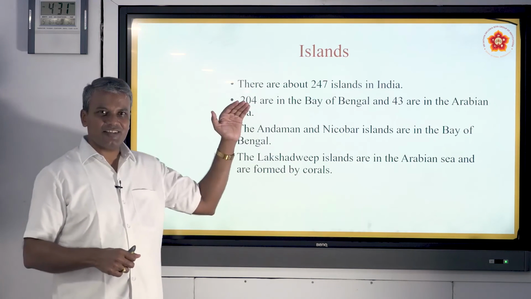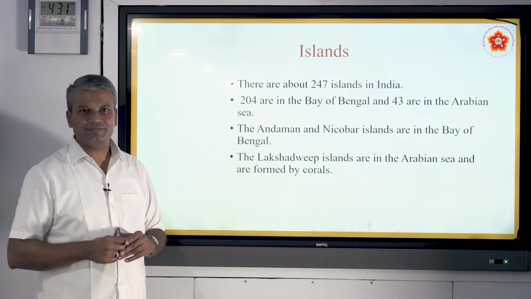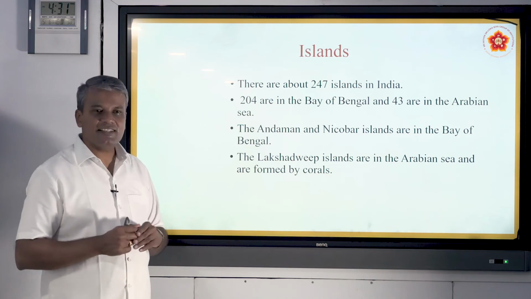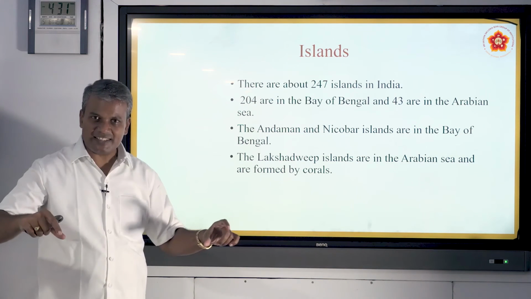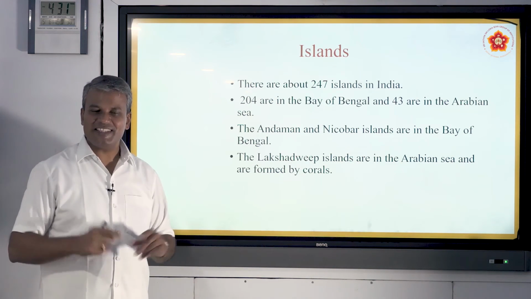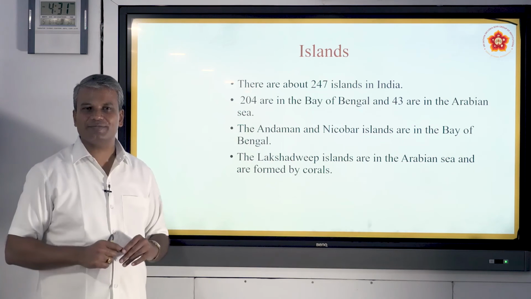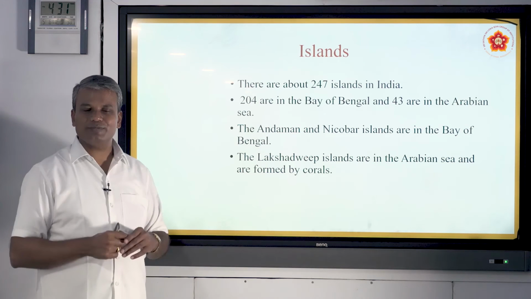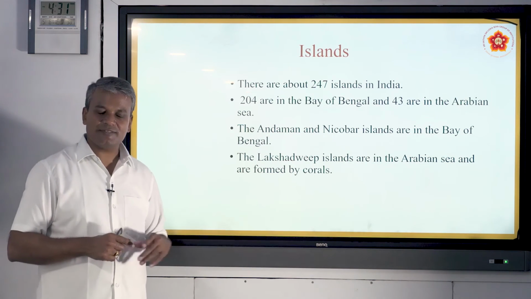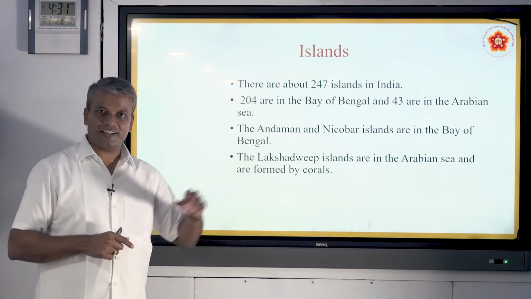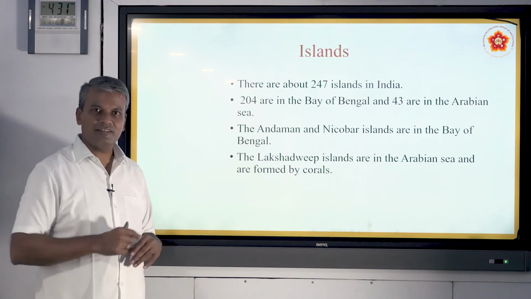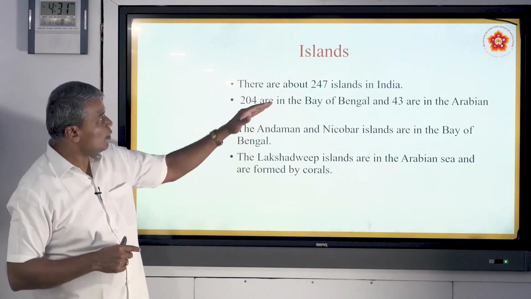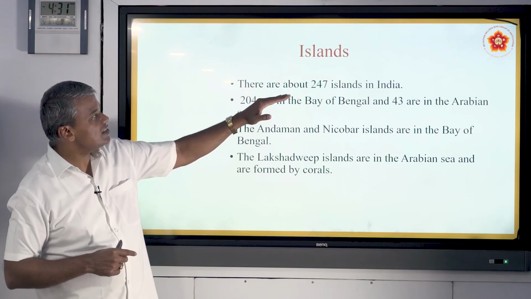Now, the next part, islands. There are about 247 islands in India. A group of islands is an archipelago. Archipelago means nothing but a group of islands. Japan is an archipelago. It is a group of islands, with 4 major islands and so many other islands. Here in India we have 247 islands.